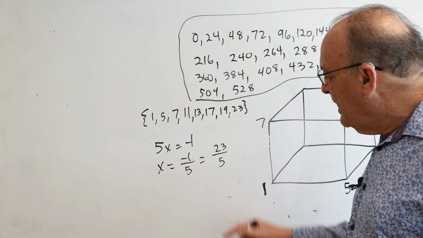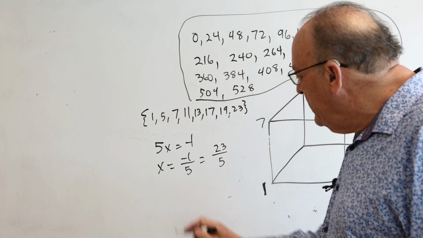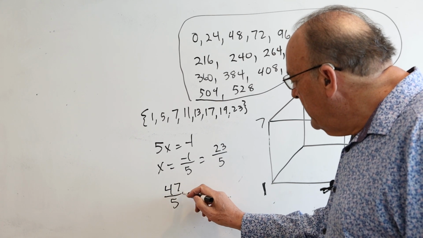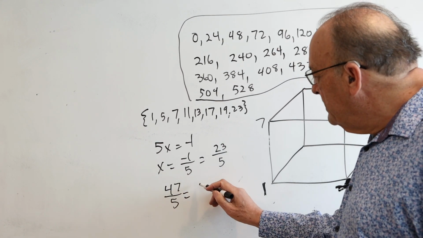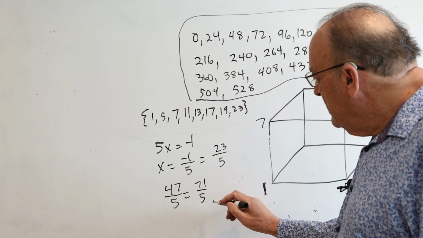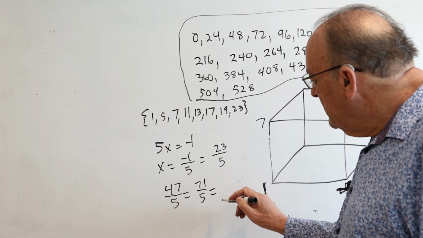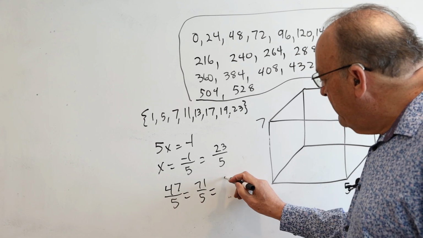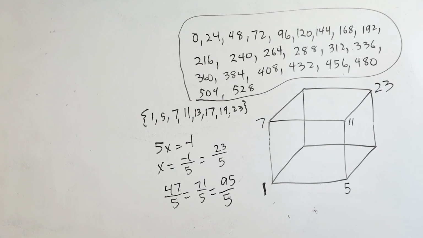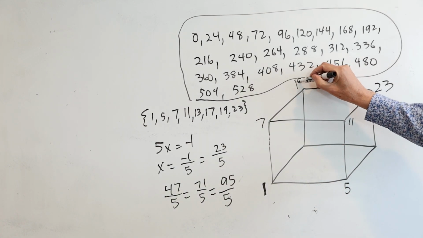So 23 over 5, if I add 24 to 23, I get 47 over 5. And if I add 24 again, I get 71 over 5. If I add 24 again, I get 95 over 5. Okay, so that goes in 19 times. So opposite 5, I'll put 19.